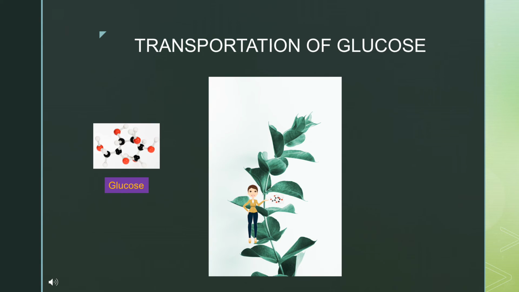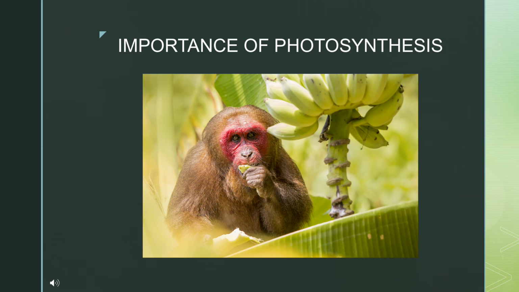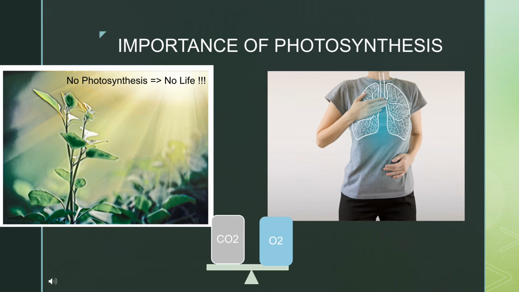The food synthesized by the green leaves is transported to the other parts of the plant by the stem. In most plants, glucose is converted into starch and stored in leaves, stems, roots, etc. The food that plants make is used not only by themselves but also by the entire living world. Similarly, photosynthesis helps to maintain the balance between oxygen and carbon dioxide levels in the atmosphere. Therefore, in the absence of photosynthesis, life would have been impossible.